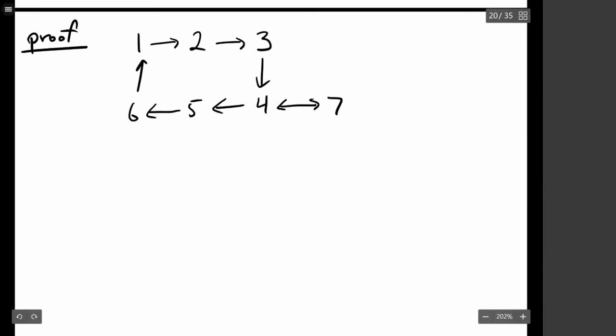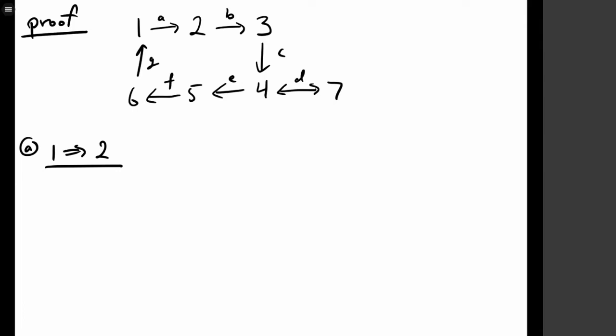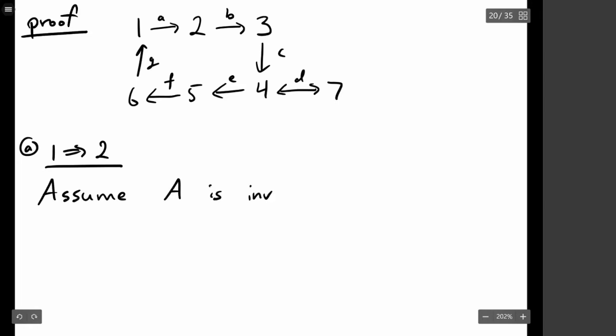All right, so let's start by showing that, I'll call this part A. So this will be A, B, C, D, E, F, and G. So let's start with A, which is that 1 implies that 2 is true. Okay? So 1 was that we assume A is invertible.